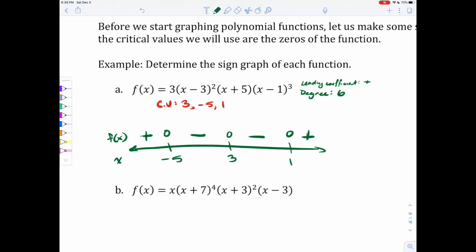So it does not switch over the 3 because of its even multiplicity. And finally, just to confirm, this 1 has an odd multiplicity, so it's going to do a wiggle through, either wiggle that way or wiggle that way. But it's going to change signs, and it changes from negative to positive, so this is all good. Try the others on this page, and then we will sketch these things like you wouldn't believe.